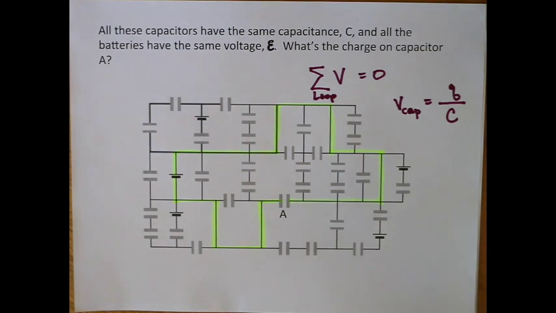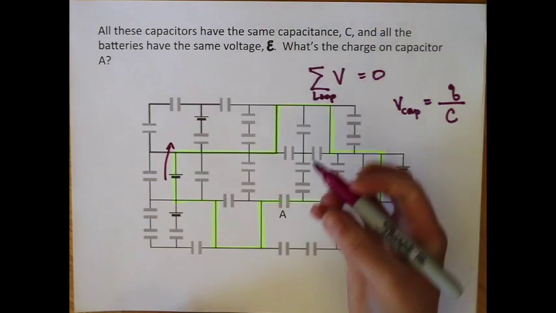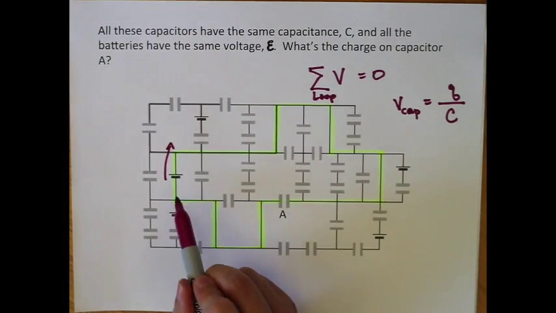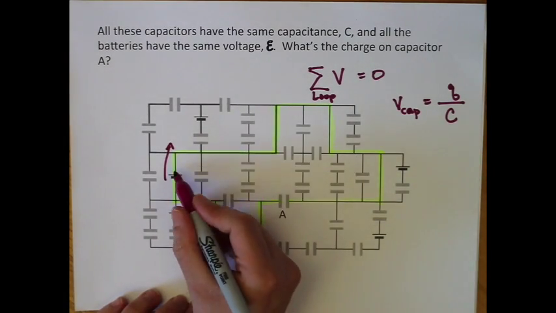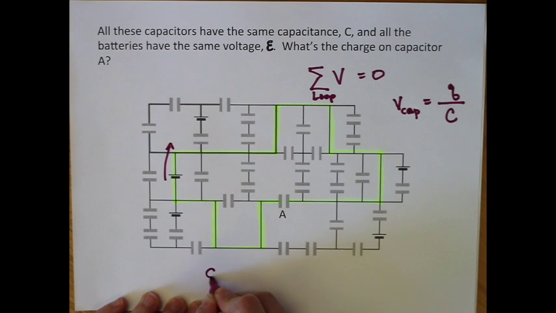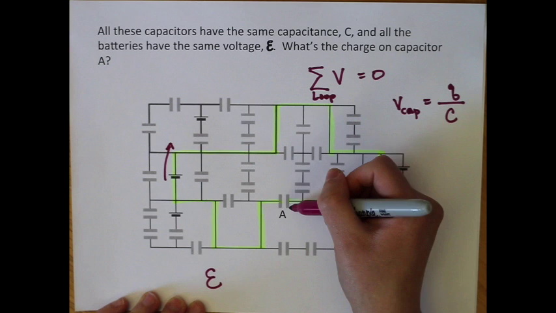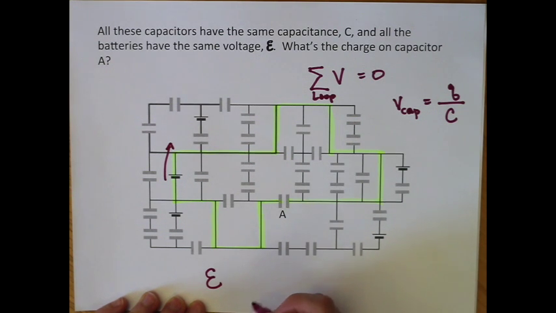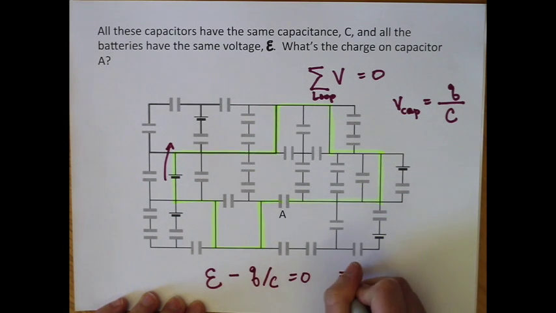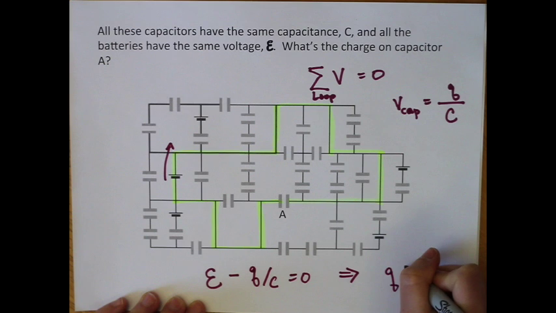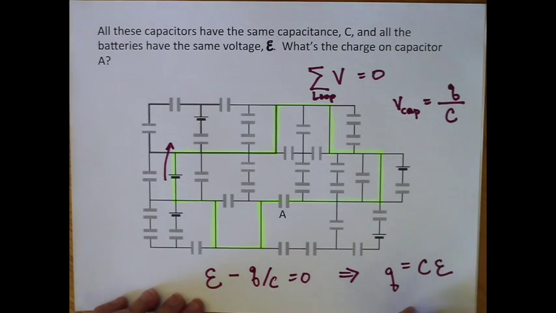I define my current to be going this way, and I sum around the loop. I've got the voltage over the battery, so that's E. Coming around, there's the capacitor, so that's going to be minus Q over C equals 0, which means that the total charge on the capacitor is just C times the battery voltage.